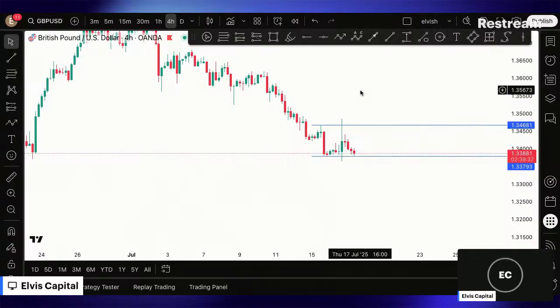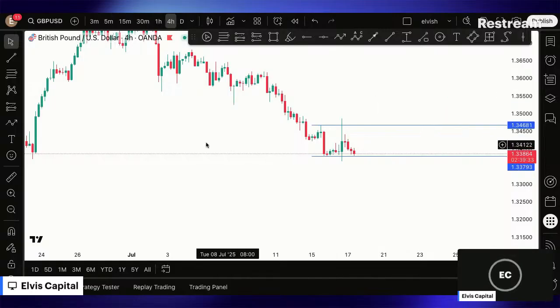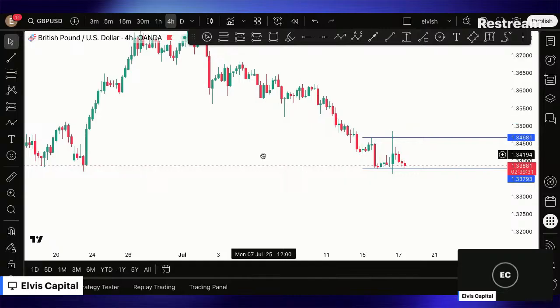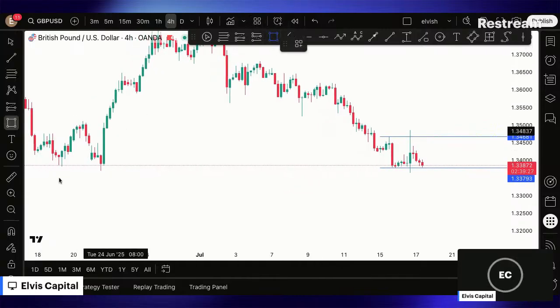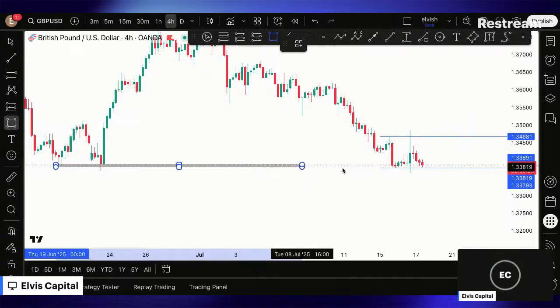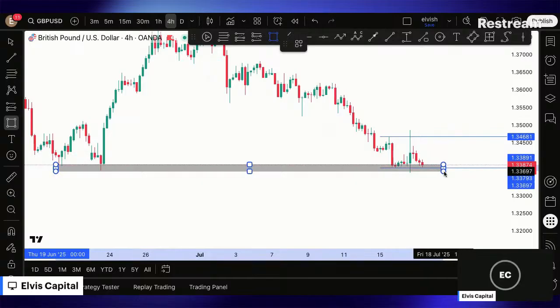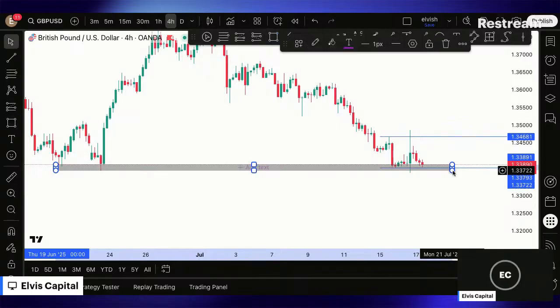As I told you, I'm having an area of interest, which is this level over here. You see this level over here. This is a very, very important level in price action. So what do we do? Hold on, let me try to make this clear.